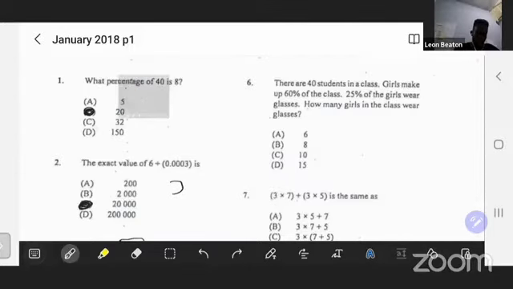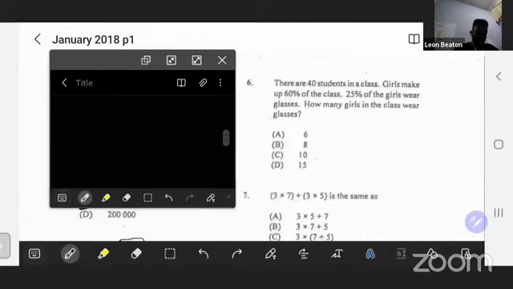So the question says, firstly, they told us there are 40 students in a class, and out of the 40 students, 60% of them are girls. So we find 60% of this 40 to know the number of girls that we're dealing with. This would be 60 over 100 times 40. And this will cancel out to this, and this will cancel out to this. So 6 times 4 will give you 24. So 24 students in the class are girls.